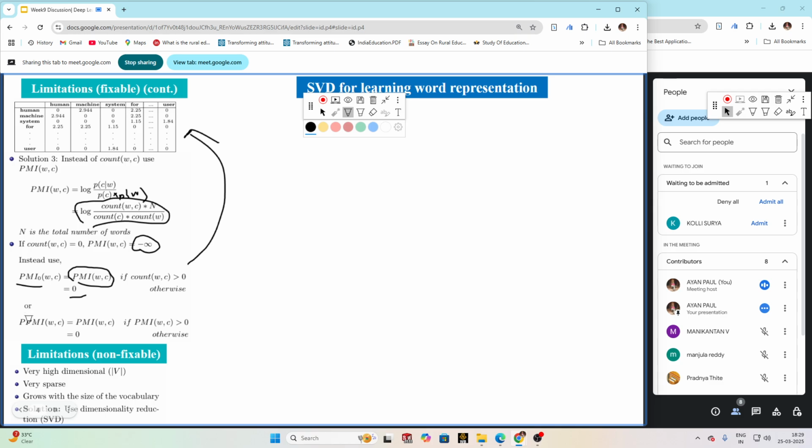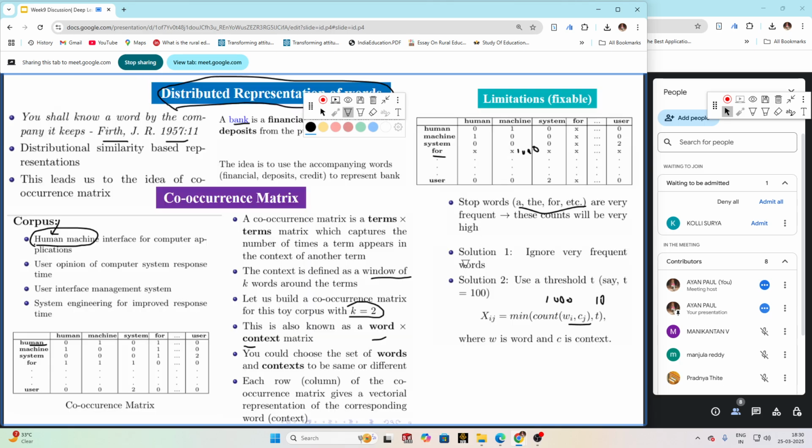Another thing we can do is positive PMI. Positive PMI means whenever the PMI comes out positive, only then do we write the PMI. Otherwise, we do not write the PMI, or we assign the PMI as 0. So these are three solutions we can use. What are the three solutions?